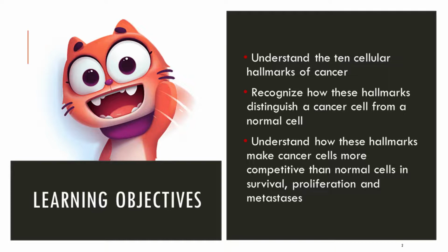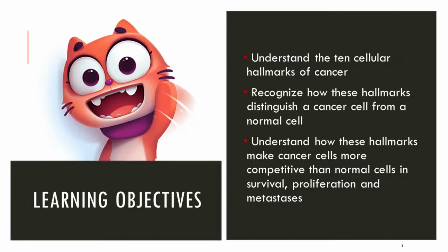Our main objectives for this presentation are to understand the 10 cellular hallmarks of cancer, which are basically 10 signs that distinguish a cancerous cell from a normal cell. We will then see how these hallmarks make cancer cells superior to normal cells in terms of survival, in terms of growth, and in terms of competition.